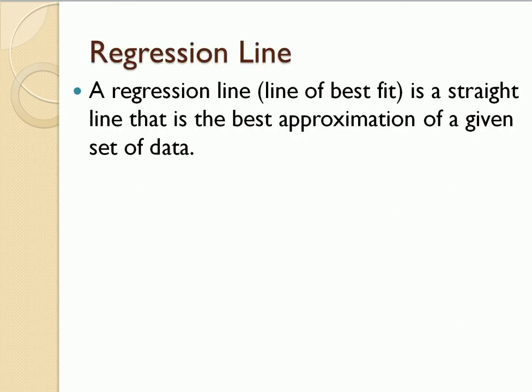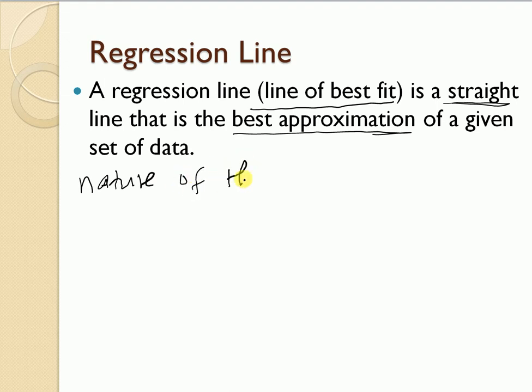A regression line, also called a line of best fit, is a straight line that is the best approximation of a given set of data. A regression line is used to study the nature of the relationship between two variables.